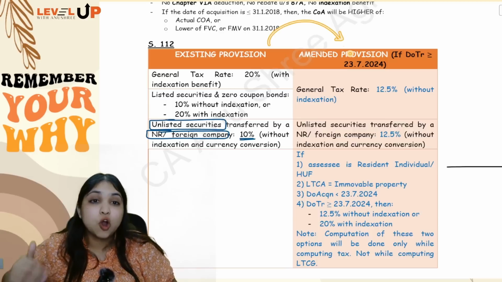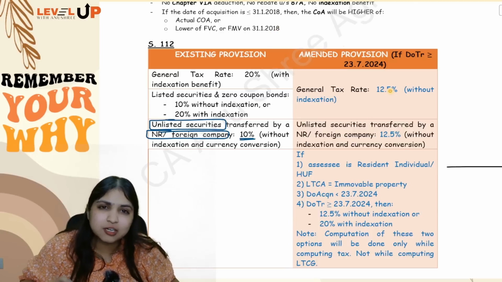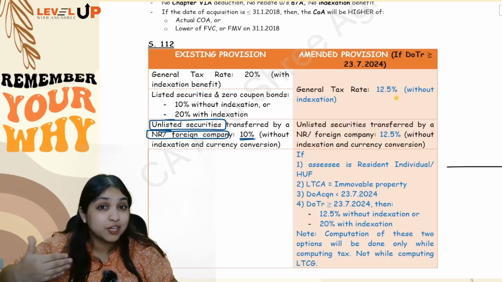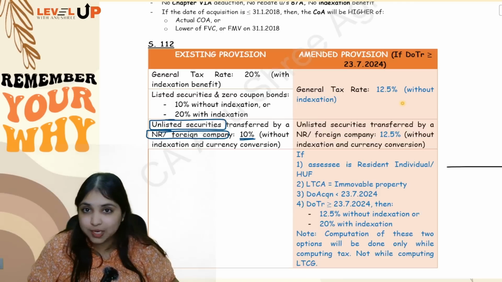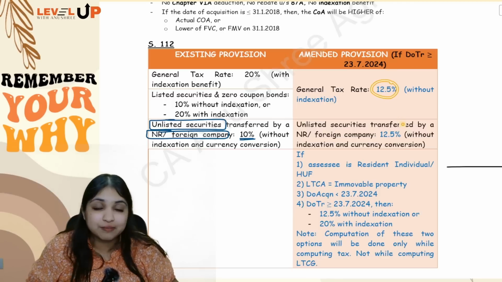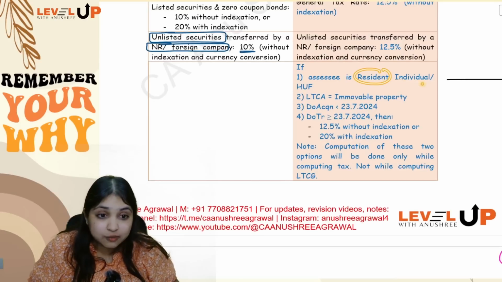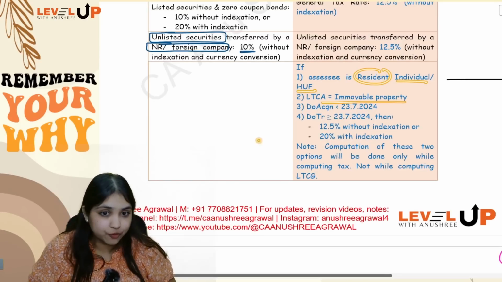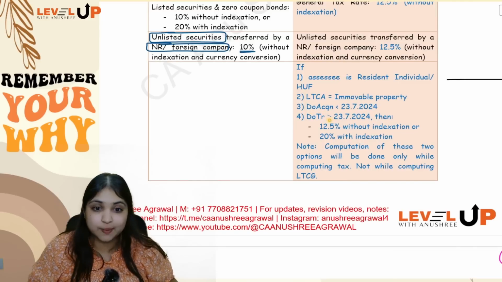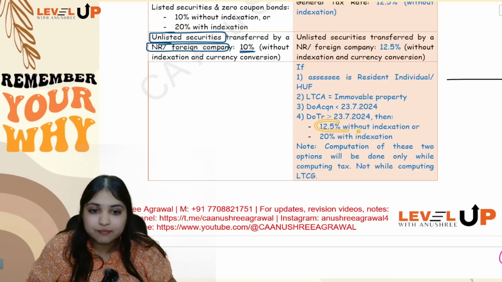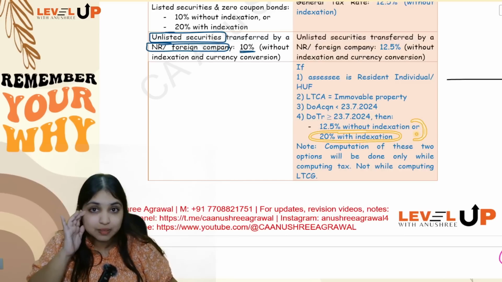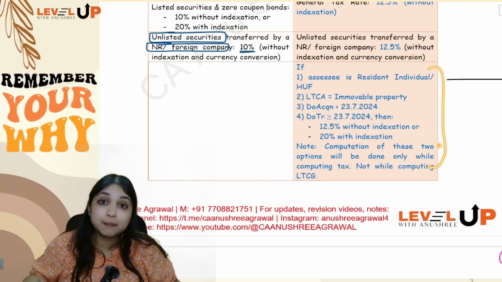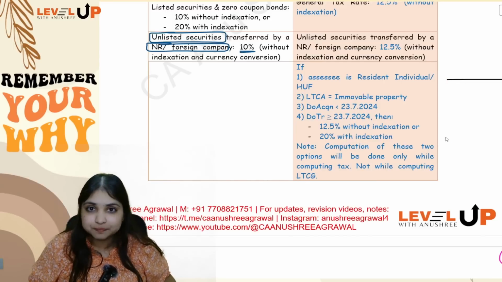Now, if the date of transfer is on or after 23rd July 24, your capital gains amount will be first of all calculated without indexation benefit. Only 2 periods of holding, 12 months and 24 months. Without indexation benefit, you will compute the capital gains and it will be taxed at the rate of 12.5%. However, if your assessee is a resident individual or HUF, if long-term capital asset is immovable property, if date of acquisition is before 23rd July 24, if date of transfer is on or after 23rd July 24, then you will calculate both, 12.5% without indexation, 20% with indexation, and out of these two, whichever is lesser is what your assessee will pay as tax. But all this calculation you will do only when you are computing tax, not when you are computing total income.